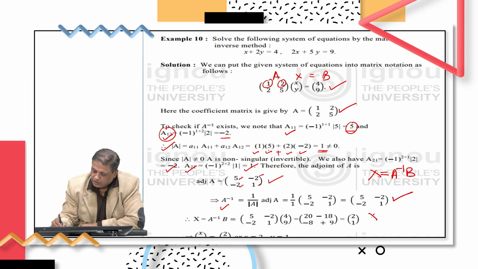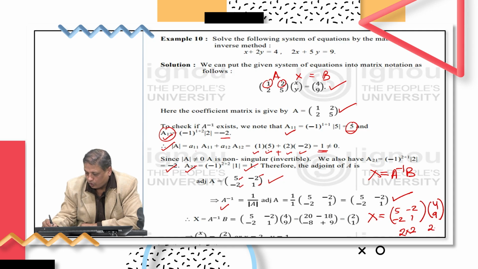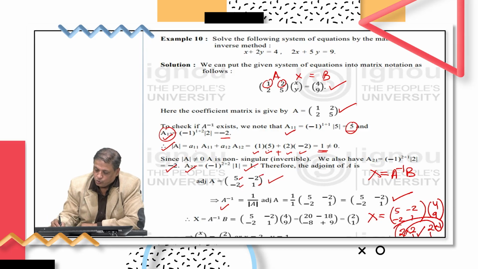So that means x is equal to 5, -2, -2, 1, and what is B? That is 4, 9. So again matrix multiplication is performed. This is of order 2 cross 2, this is of order 2 cross 1. Number of columns of first is equal to number of rows of second, so matrix multiplication is possible. Apart from this, the order of the resulting matrix will be 2 cross 1. That means we'll be having 2 rows and 1 column.